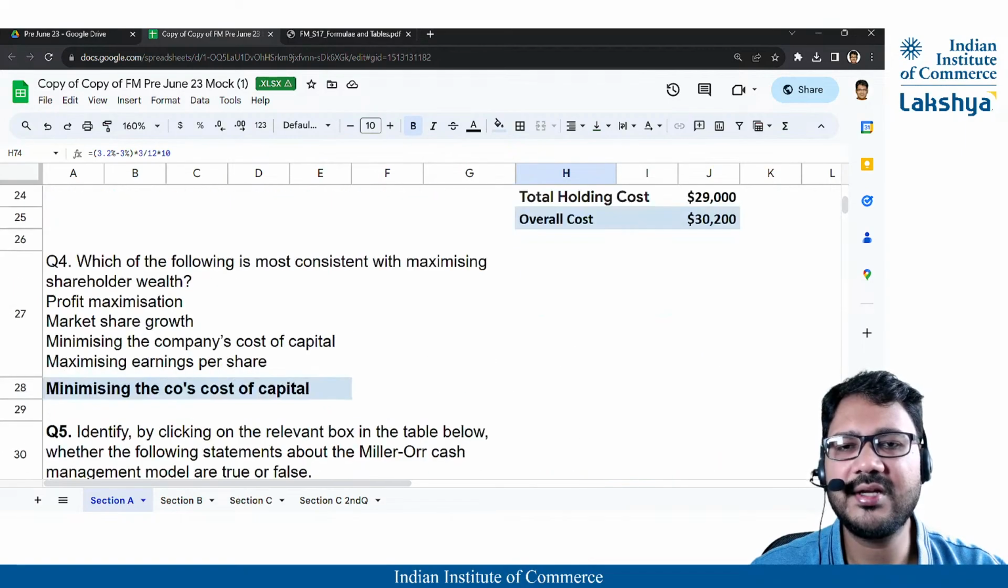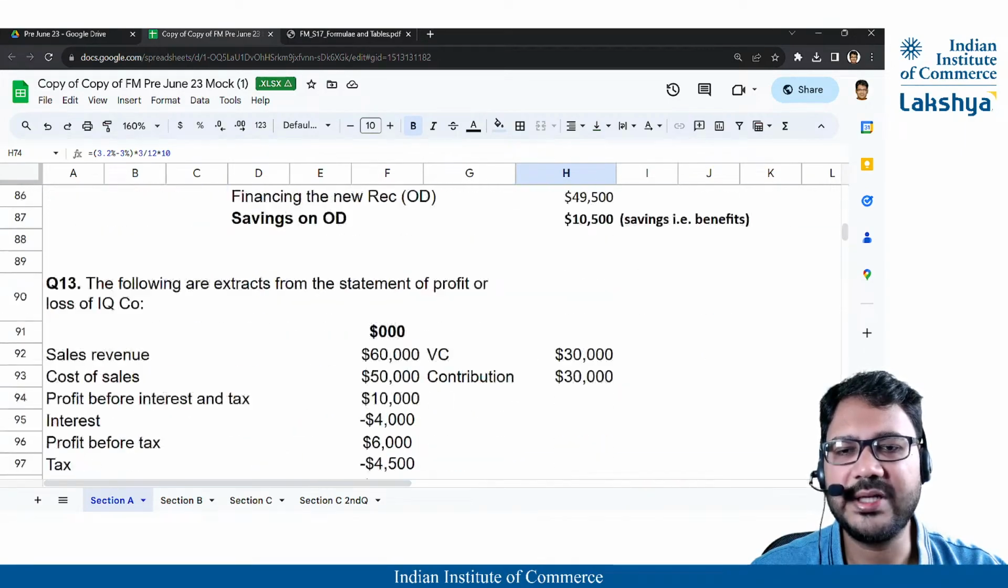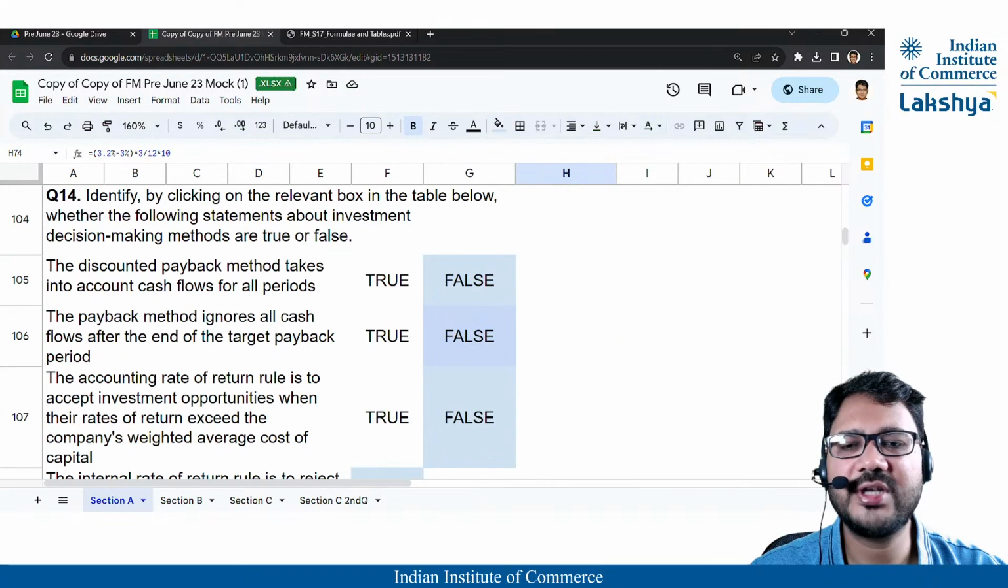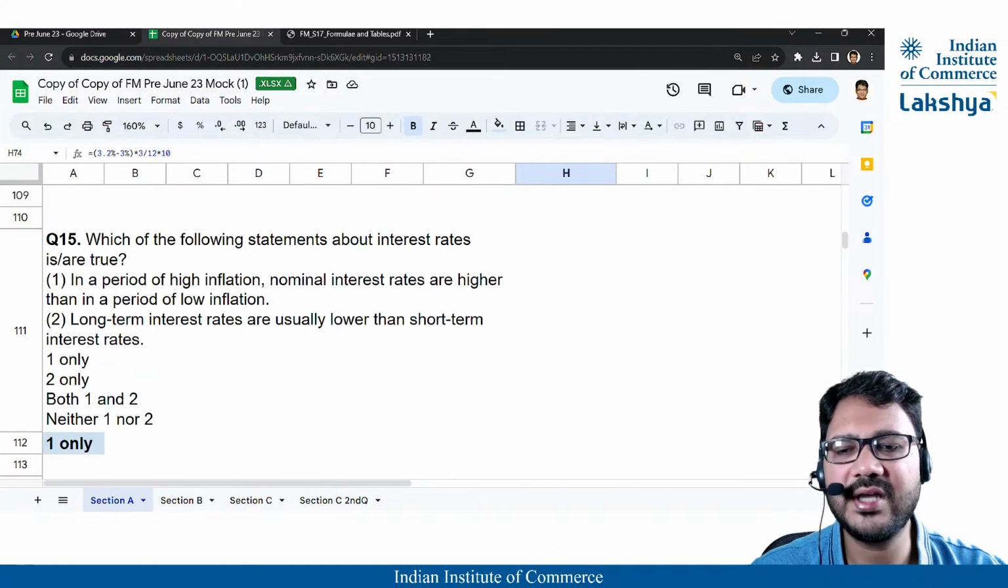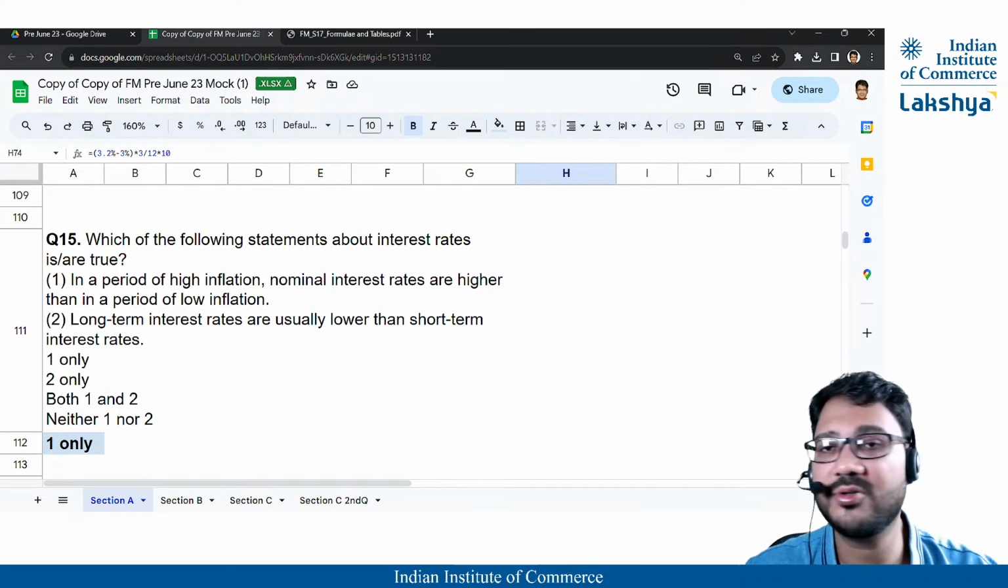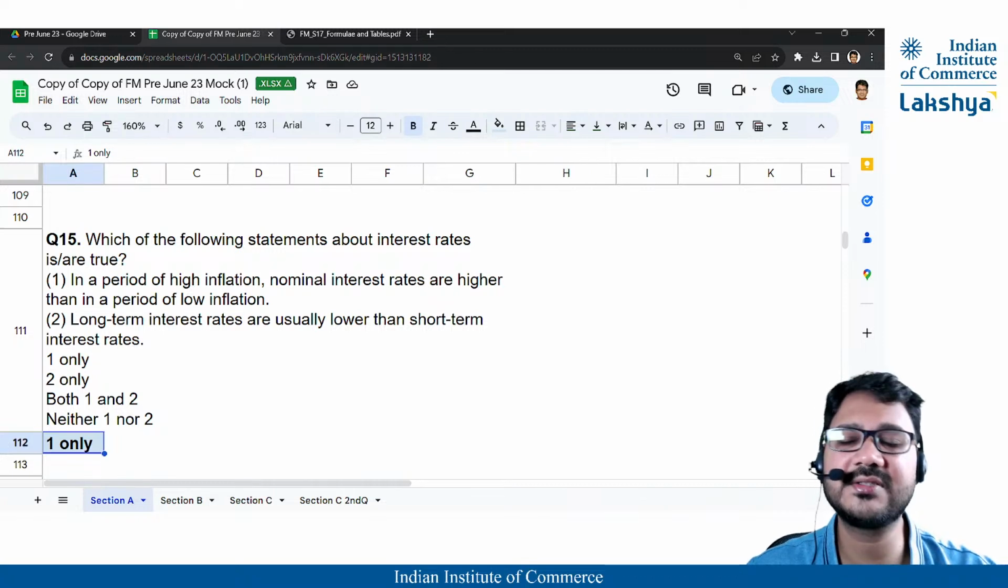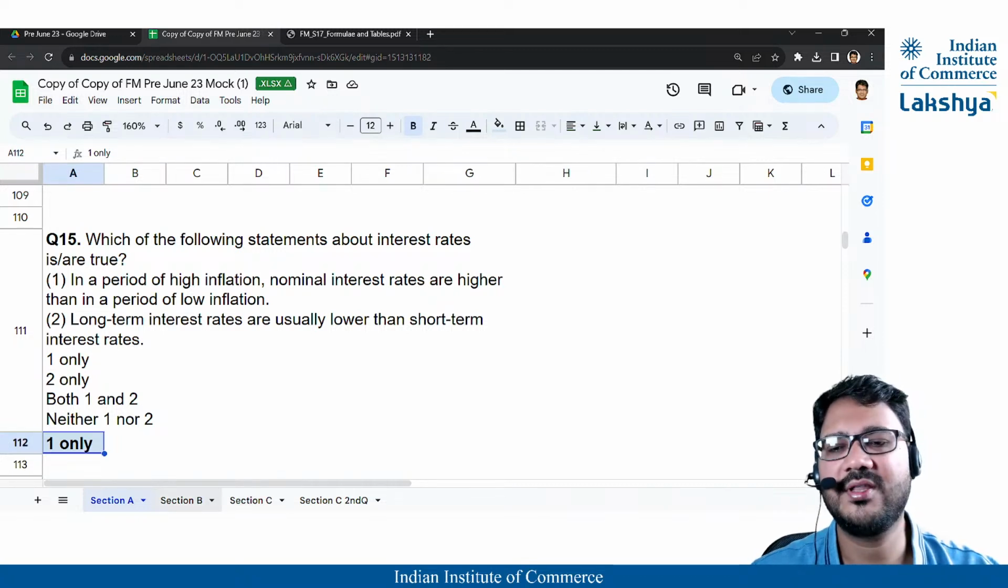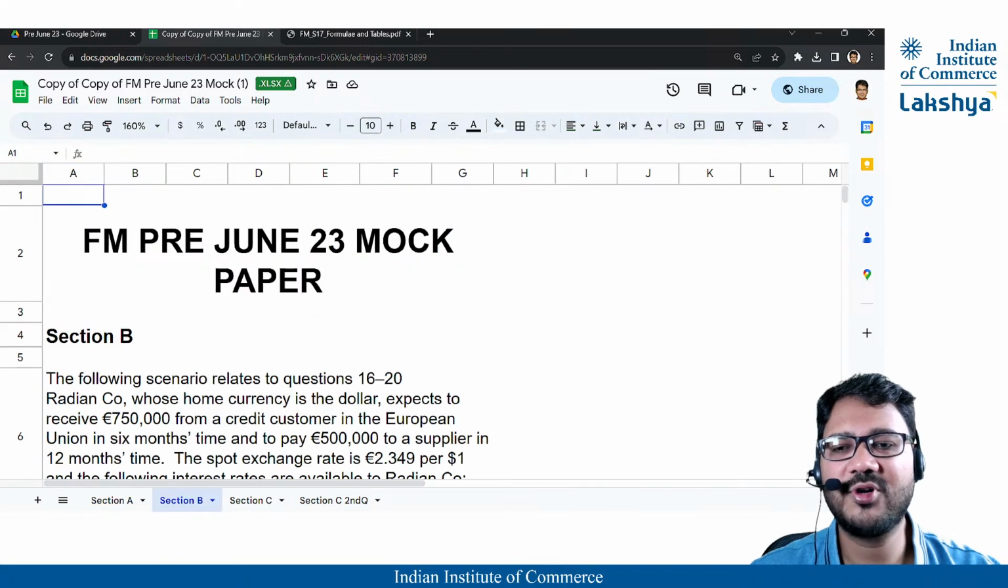certain things you can easily do directly. You need not write each and every step, because at the end of the day, section A and section B of the question paper are corrected by a computer, which is not looking at steps. Okay, it is just auto checking. The command it has been given is, if the answer is one only, give 2 marks. If anything else, then give 0 marks. Okay, that's it. So let's move on to section B.